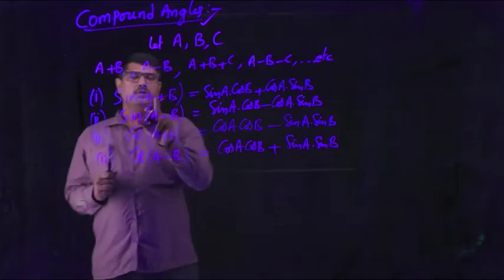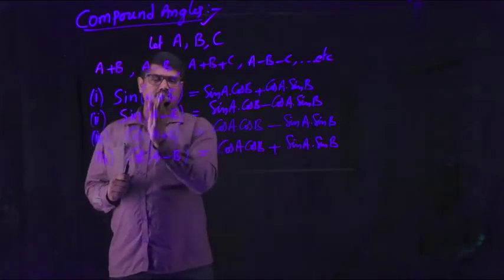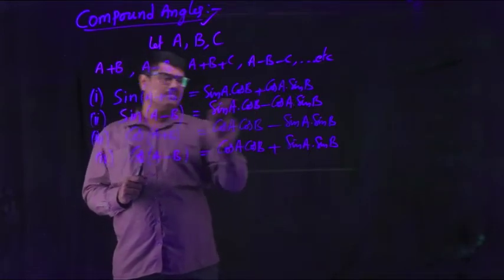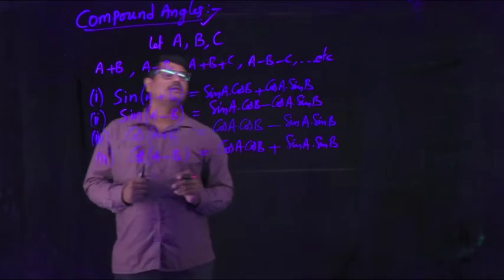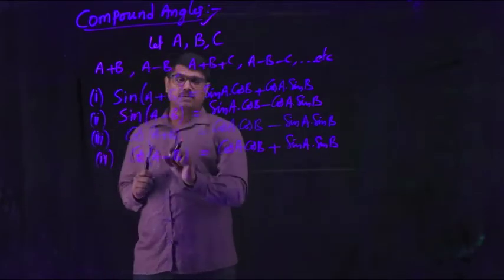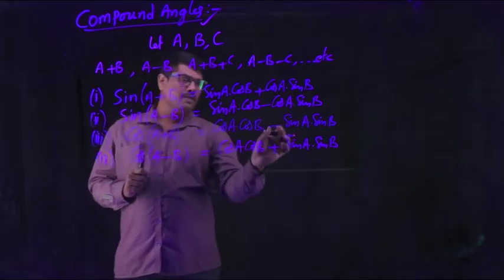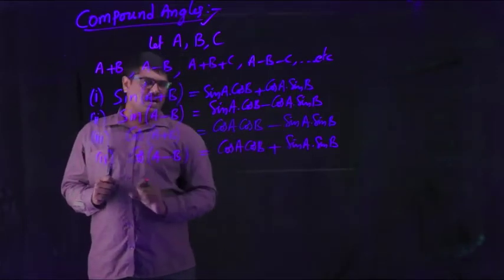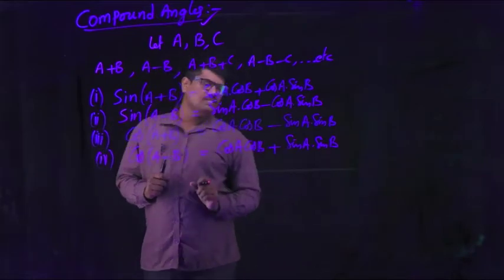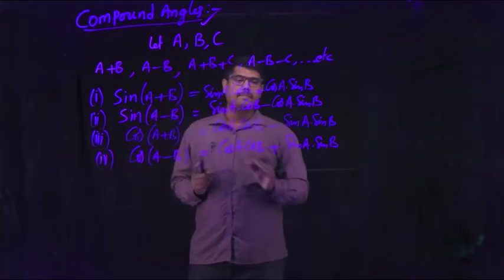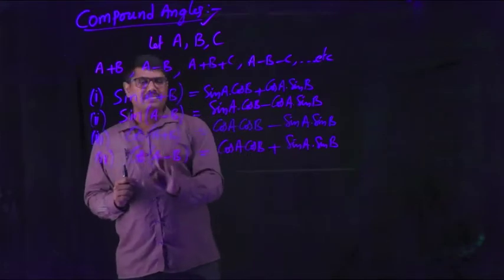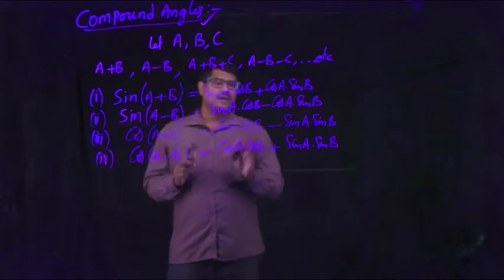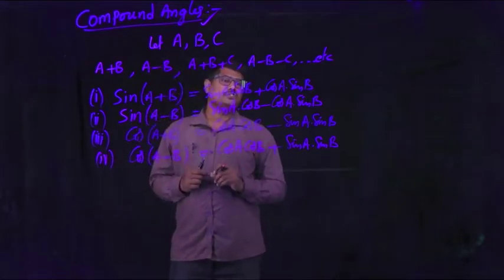Later, if you observe the sine formulas, in sin A plus B the RHS again has plus. In sin A minus B the RHS again has minus. Whereas in the cos formulas, in cos A plus B the symbol between the terms is minus, and in cos A minus B the symbol is plus. So remember these identities and practice them to remember the formulas.